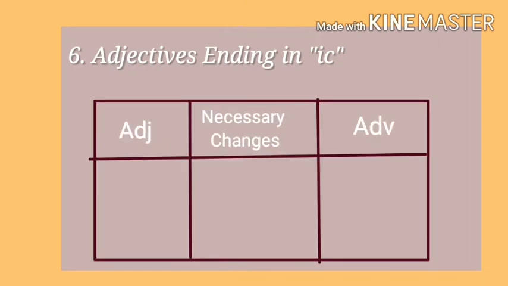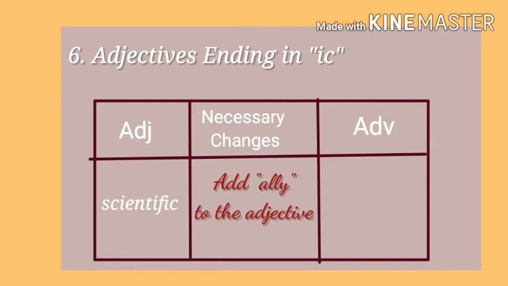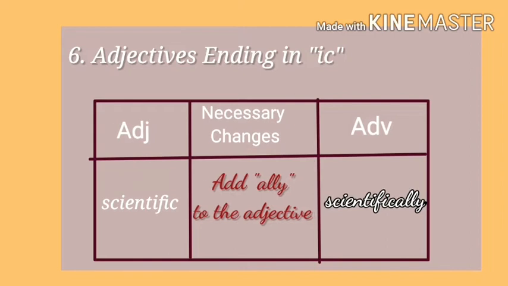Now, adjectives ending in IC. We just add ALLY, A-L-L-Y, to the adjective. Like in scientific, we add ally and we get scientifically.